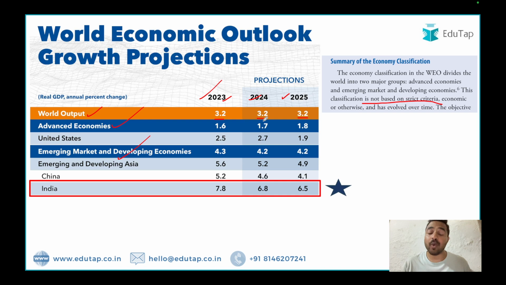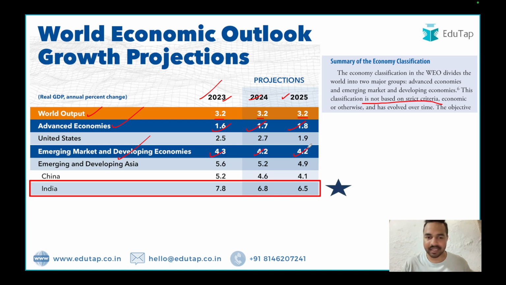Now when I talk about the advanced economies, once again it is very easy, because every year there is an increase of 10 basis points, that is 0.1%. For example, for 2023, it is forecasted to grow at 1.6%. In 2024 it will be 1.7%, and 1.8% in 2025. Similarly, for the emerging market and developing economies, the growth rate will be 4.3% for 2023, 4.2% for 2024, and 4.2% for 2025.